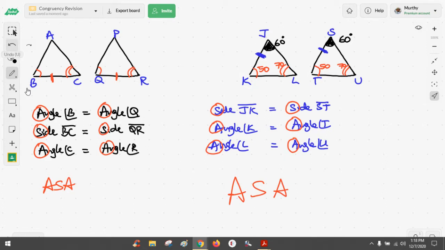Therefore, when it comes to ASA congruency, please remember it is not necessary to find the third angle. Here I found 60 degrees, but even if you are not finding the third angle, you can simply say so. Please notice that here is an angle and here is another angle, and the side is not in between, but still can I say this one is ASA? Yes, you can, because obviously the third angle will be equal to the third angle, right?